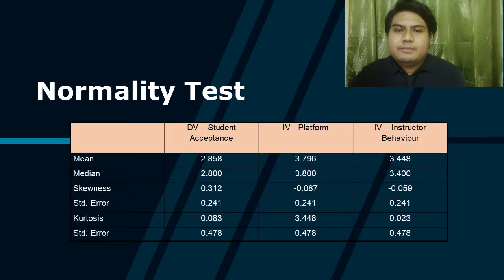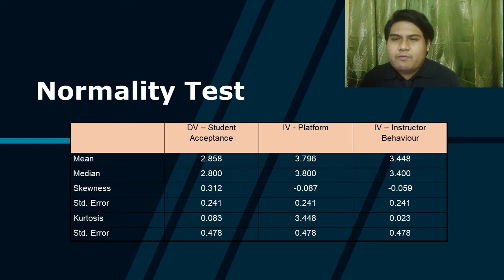Next, we go to the next slide, which is the normality test. The table shows the variables in the student acceptance towards online class during the pandemic COVID-19. Based on the table, the mean is 2.858 and the median is 2.800. The mean value of 2.858 means that the respondents give a neutral rating for the statement as the value is close to 3.